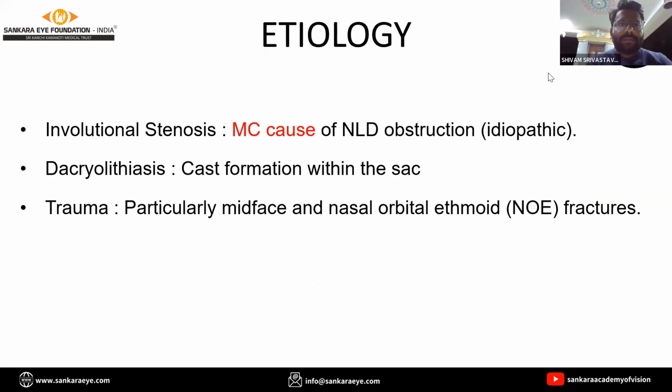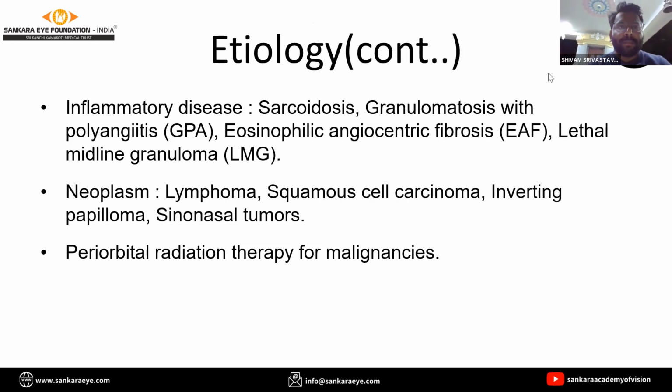Coming to the etiology part, involutional stenosis is the most common cause, which is the idiopathic part. Then there is dacryolithiasis, which is the stone formation or cast formation within the sac. Trauma, particularly mid-face trauma and naso-orbito-ethmoidal fractures. Then inflammatory diseases, be it sarcoidosis, granulomatosis with polyangiitis, which is Wegener's granulomatosis, eosinophilic angiocentric fibrosis, and lethal midline granulomas. And there are certain neoplasms of the sac: lymphomas, squamous cell carcinoma, papillomas, and sinonasal tumors. And also radiation therapies for malignancies are other causes.